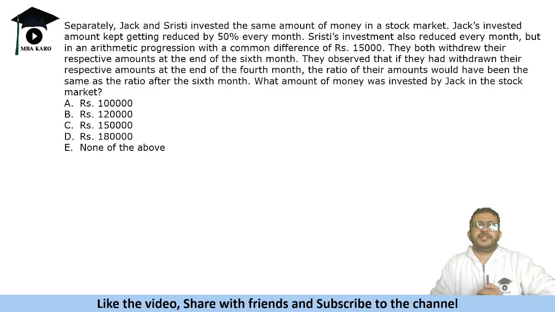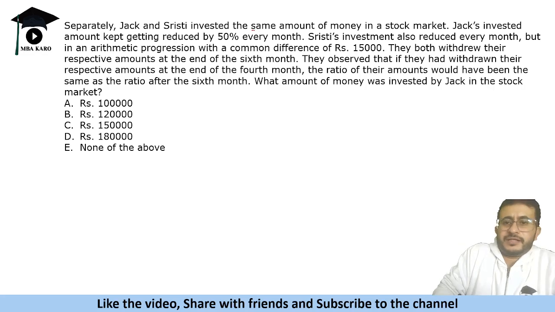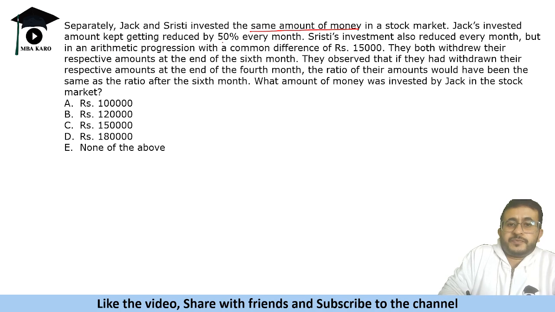Separately, Jack and Srishti invested the same amount of money in a stock market. Okay. Jack's invested amount kept getting reduced by 50% every month. So Jack की half होती गई.